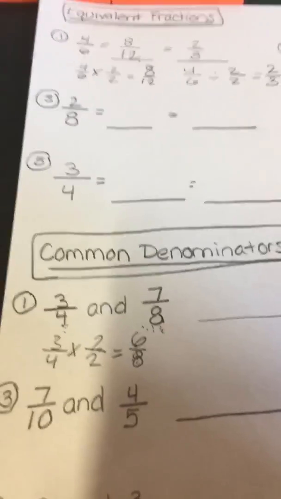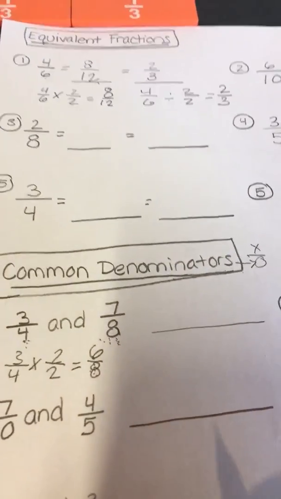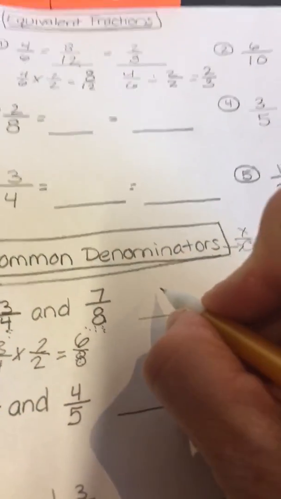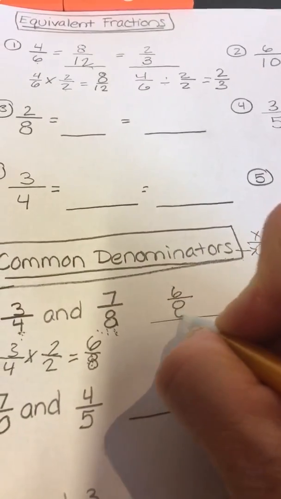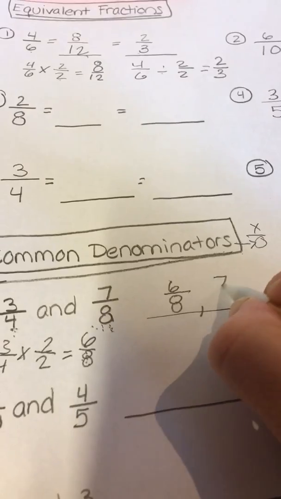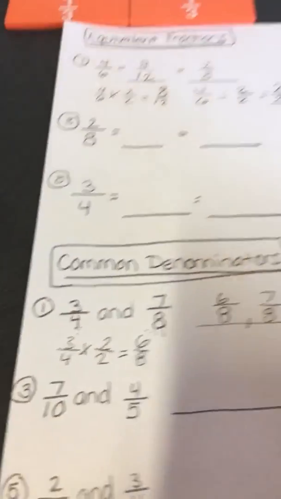You can hear my dogs growling at each other in the background. They're playing. I apologize. But so we have 6/8 and 7/8. Our denominator is the same in both of those.